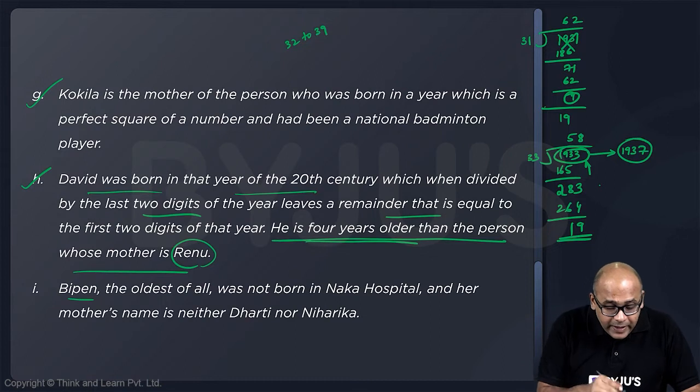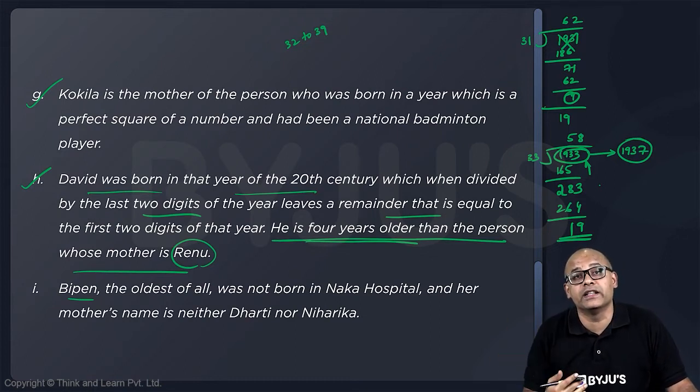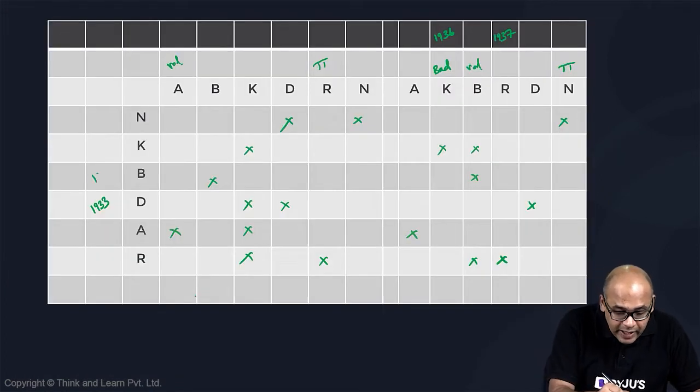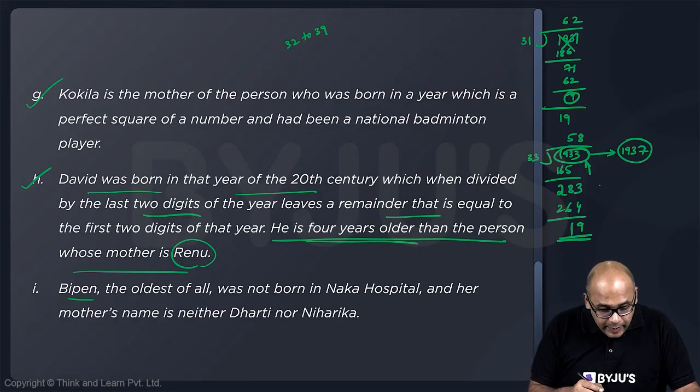And we have Bipin, who is the oldest. So there is only one year older than 33, which is 32. So Bipin has to be 1932. Right?